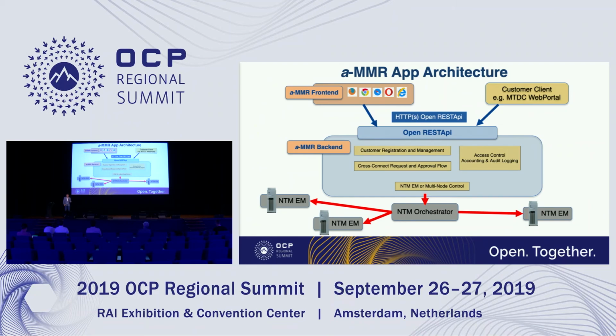This shows the architecture of the application. Depending on the particular end users, in some cases, it would be through the Telesynth front end, basically a web GUI, or through the Open REST API, it can be connected up to any customer clients, for example, their own web portal. And the back end includes the management of customer registration, the cross-connect request, process flow, and also access control, accounting, and logging.